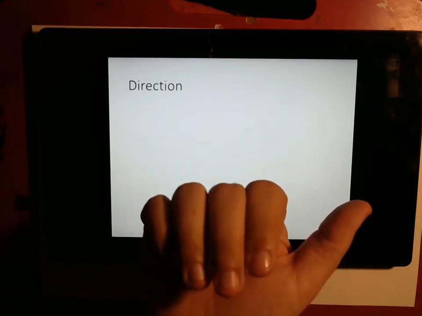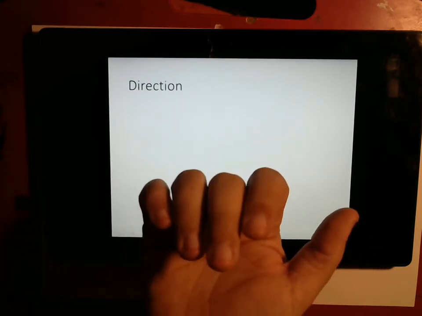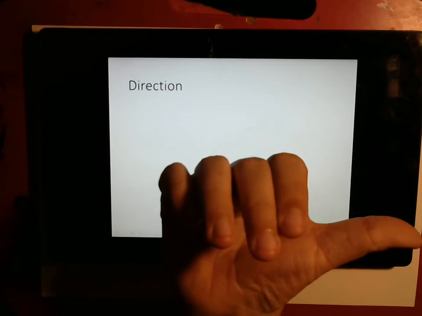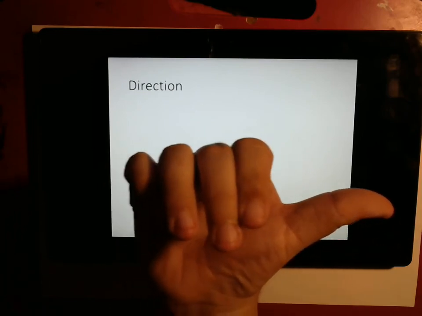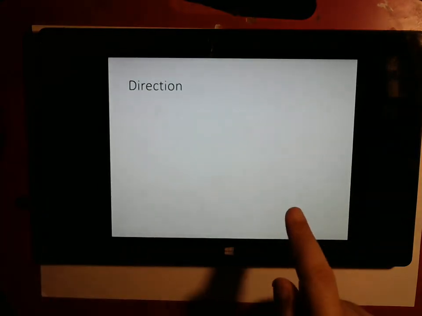If the fingers curl in the direction of the current, so if the current is going this way around my solenoid, my north pole of my magnet would be pointing this direction. Okay, so let's have a look at some diagrams on this.